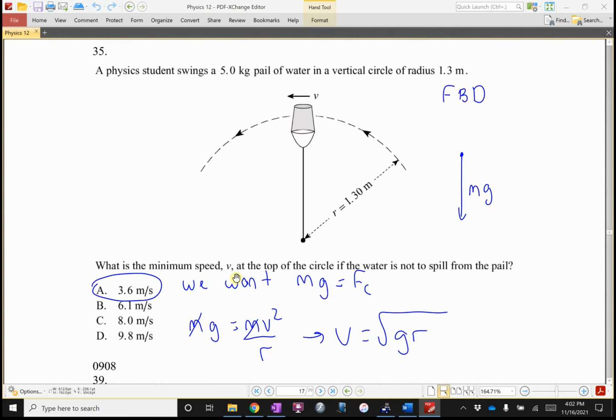Right? 35 to me would be fair game. Only because, well, yes and no. Minimum speed, you want the normal force to be 0. So normally it would be a normal force pointing down as well. Yes?